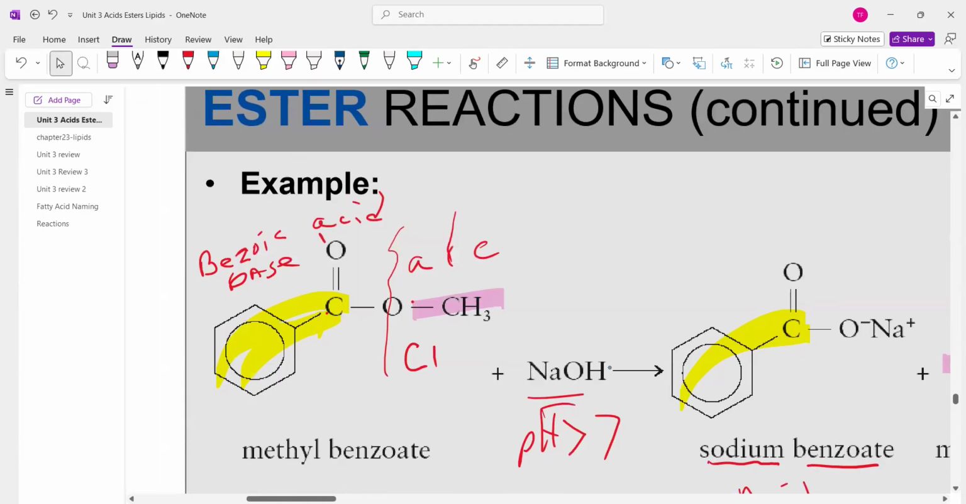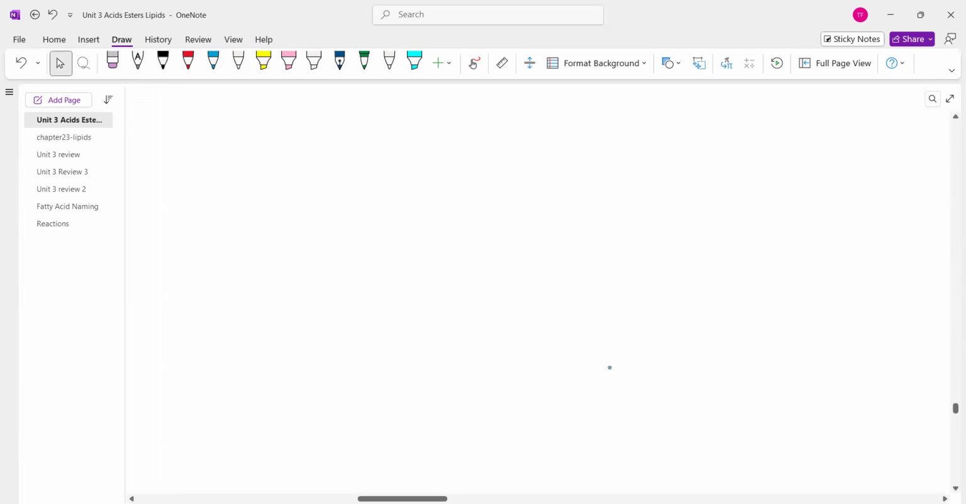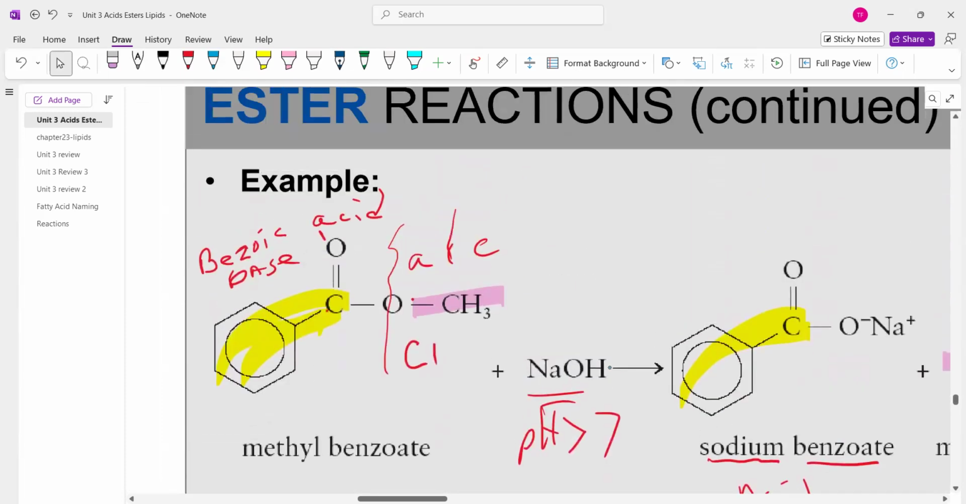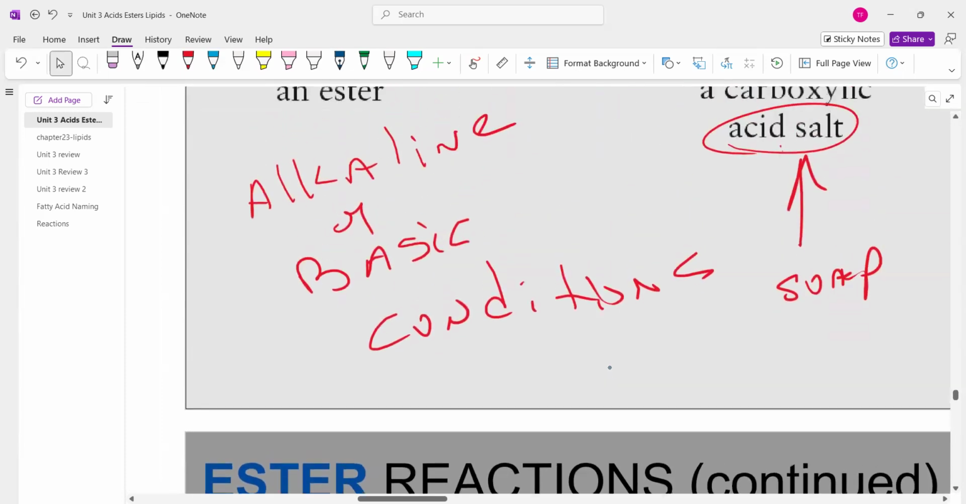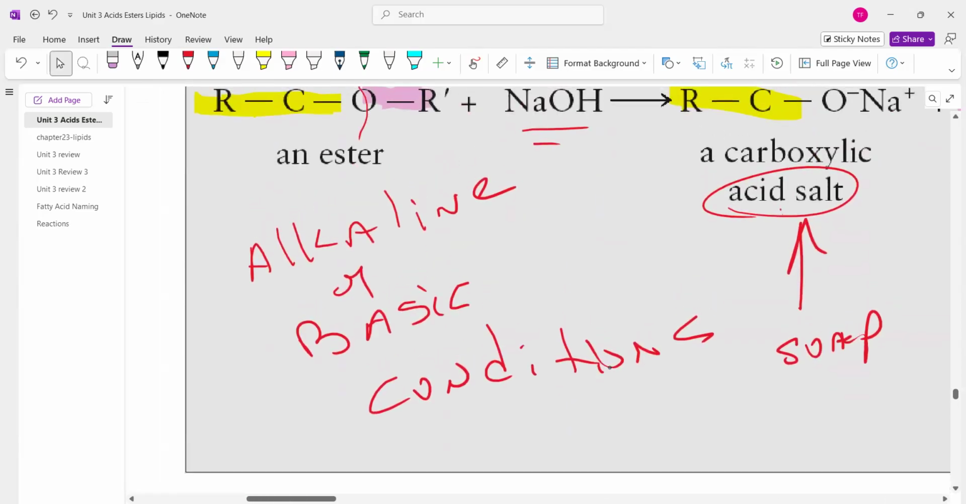This is what I just did. Okay, so that's what I wanted to cover today on alcohols and esters in various pH environments.